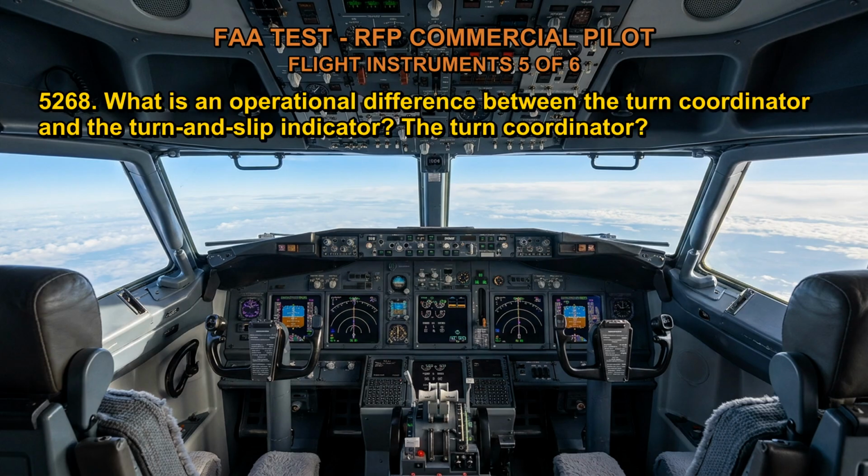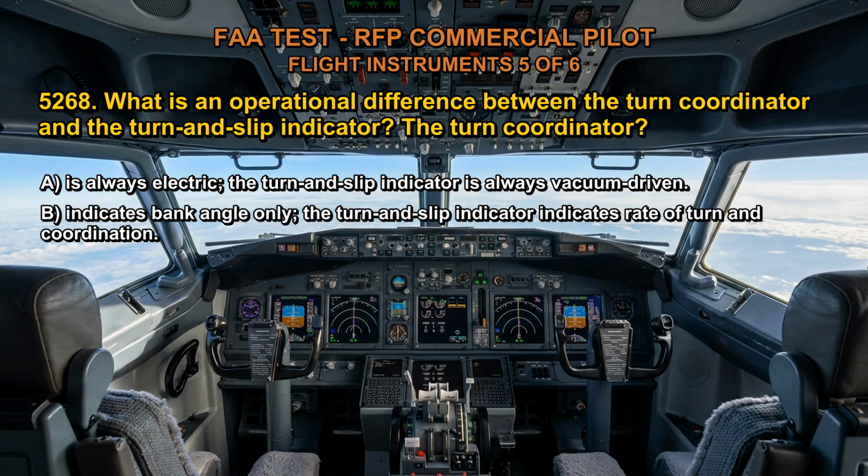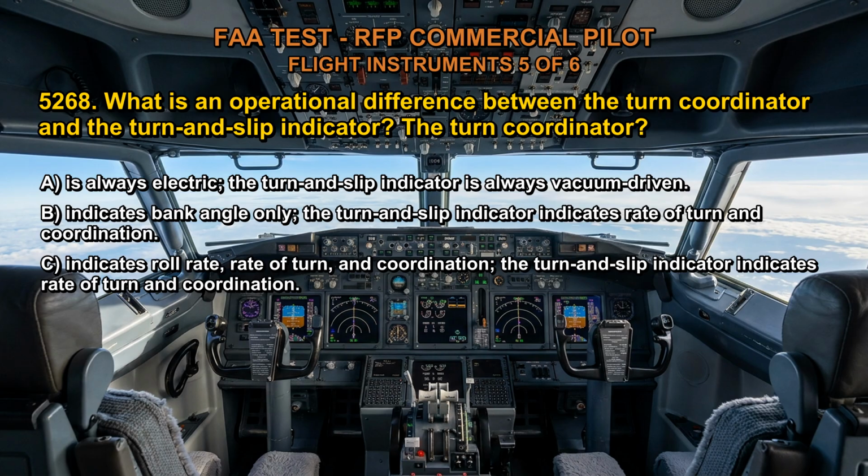5268. What is an operational difference between the turn coordinator and the turn and slip indicator? The turn coordinator? A. Is always electric. The turn and slip indicator is always vacuum-driven. B. Indicates bank angle only. The turn and slip indicator indicates rate of turn and coordination. C. Indicates roll rate, rate of turn, and coordination. The turn and slip indicator indicates rate of turn and coordination.